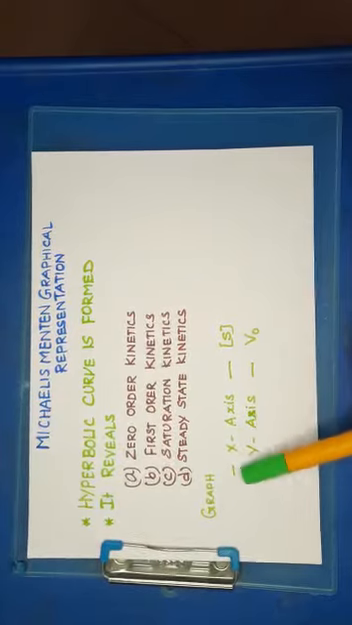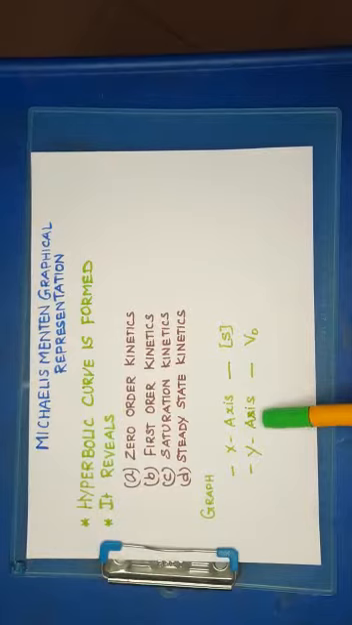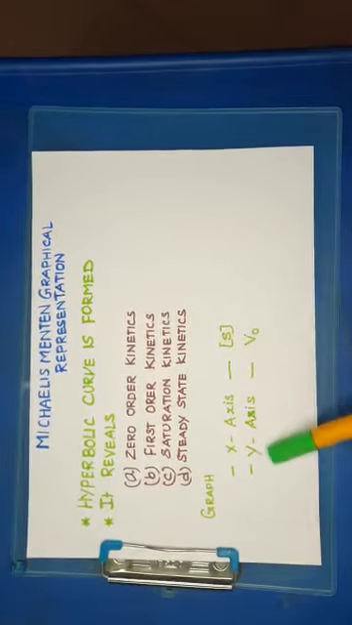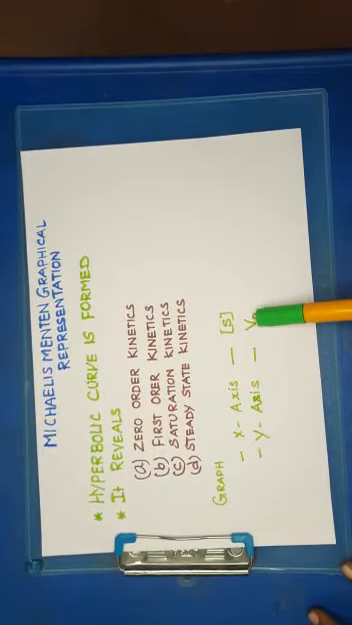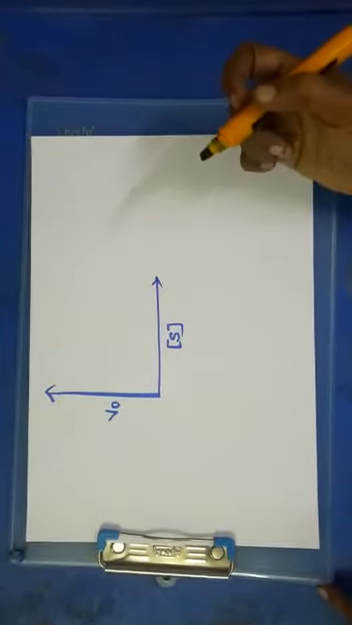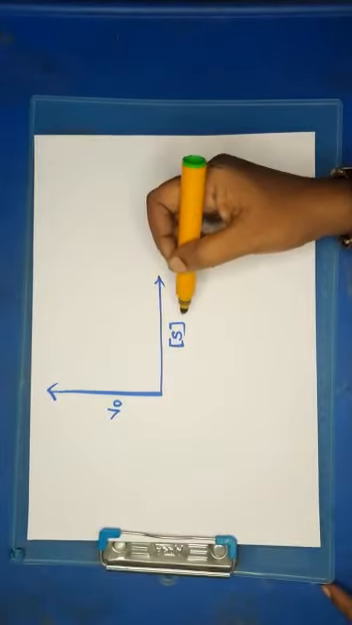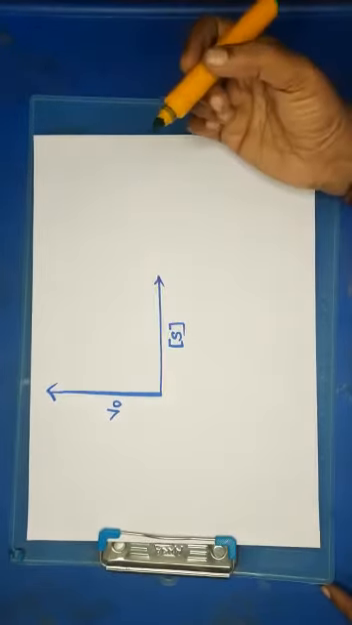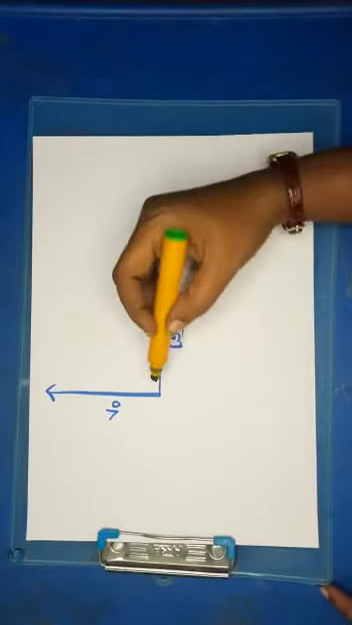We all know that a graph has two axes. One is the x-axis, another one is the y-axis. In the x-axis, we have to take substrate concentration. In the y-axis, we have to take velocity of the reaction. A graph is drawn by taking substrate concentration along the x-axis and velocity along the y-axis. The values of this enzymatic reaction are drawn as a graph.